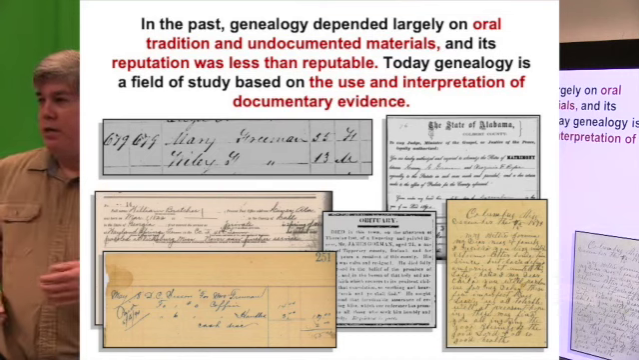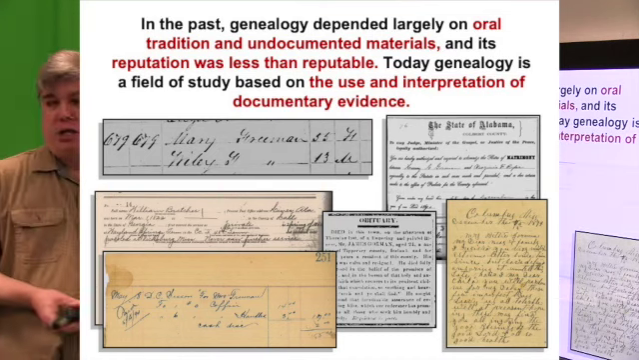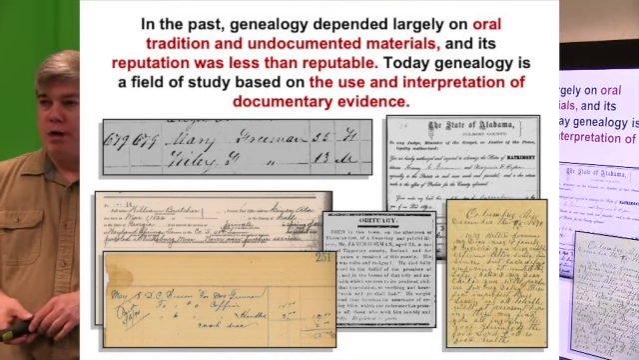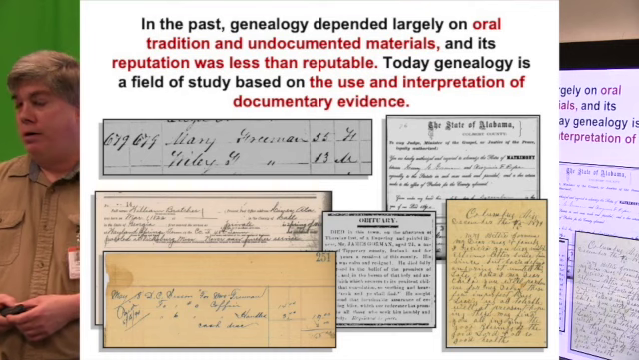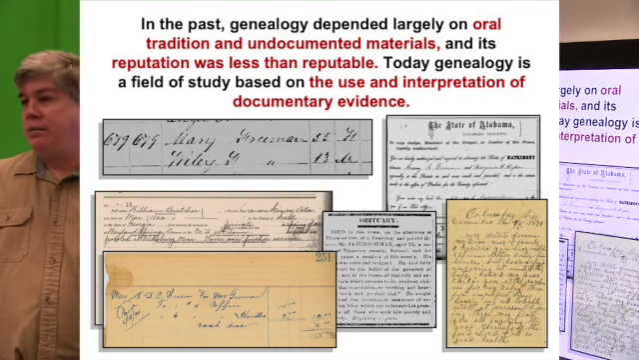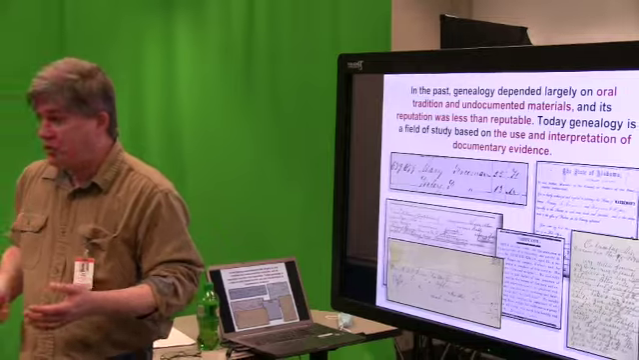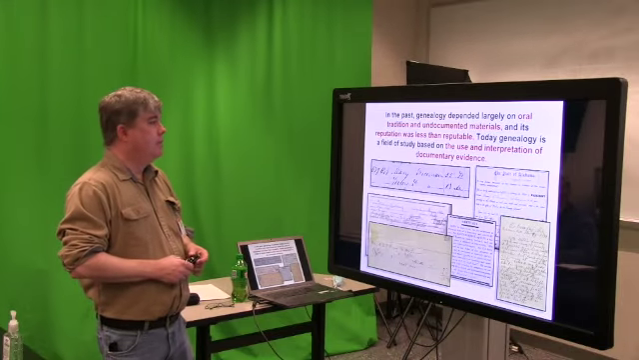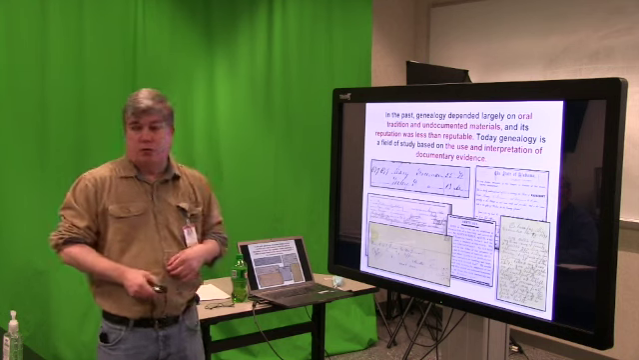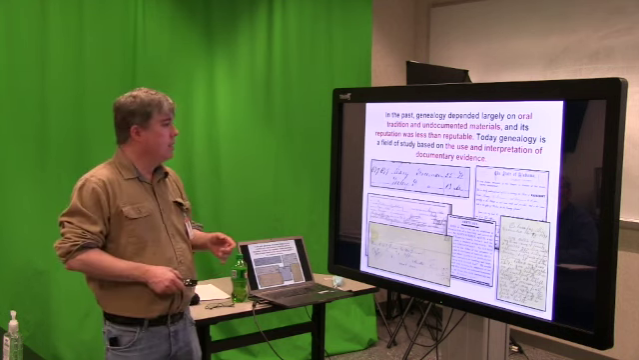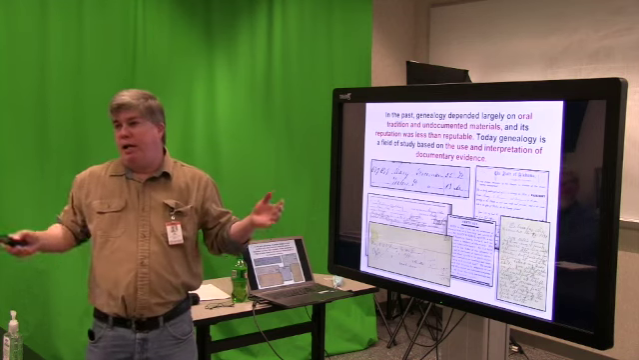Now, a long time ago, 50, 100 years ago, genealogy depended largely on oral tradition. My grandmother said her great-great-great-grandfather rode with George Washington. And if you were a member of society, then you could almost be taken at your word and get in one of the lineage societies. But it was oral tradition, undocumented materials, and of course, its reputation was less than reputable. Because how do you know any of that is accurate?